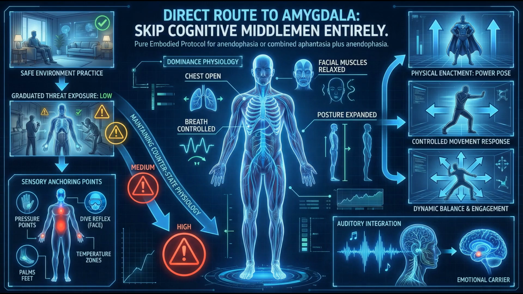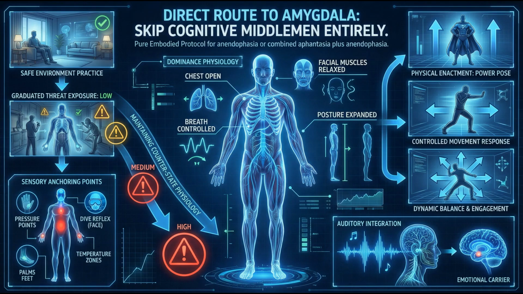If you have both no imagery and no inner speech, this is the smallest population, probably under 1 to 2%, but these are real people and this method needs to reach them. If both your highest bandwidth internal channels are offline, the protocol goes entirely somatic and action-based. This isn't a compromise. It may actually be the most direct route to the amygdala because you're skipping the cognitive middlemen entirely. The pure embodied protocol.